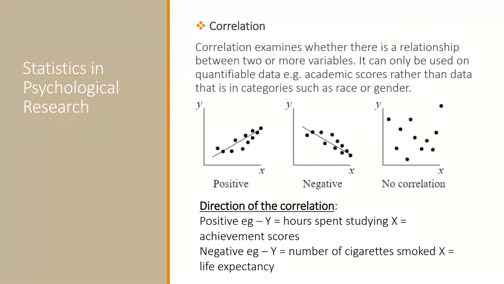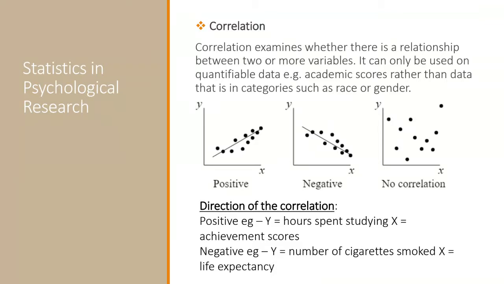And a correlation can be positive. So the first picture is a positive correlation. What that means is as Y increases on your left axis, so X increases. The two things are related positively. As one increases, so does the other. So a positive example there is the more hours we spend studying, the better we do in our psychology exam.